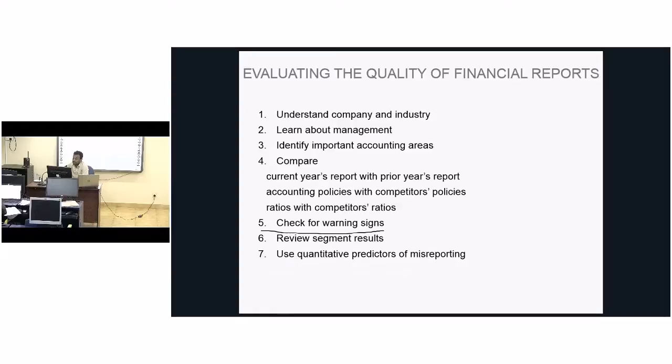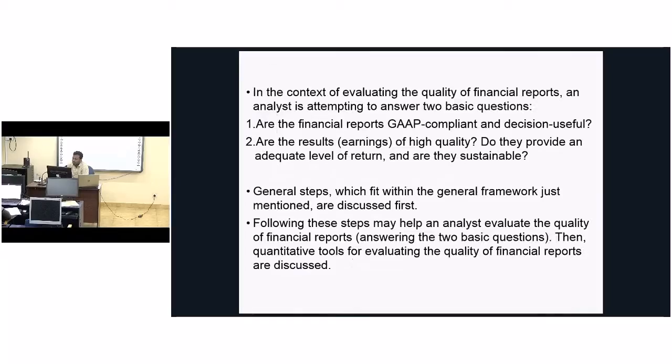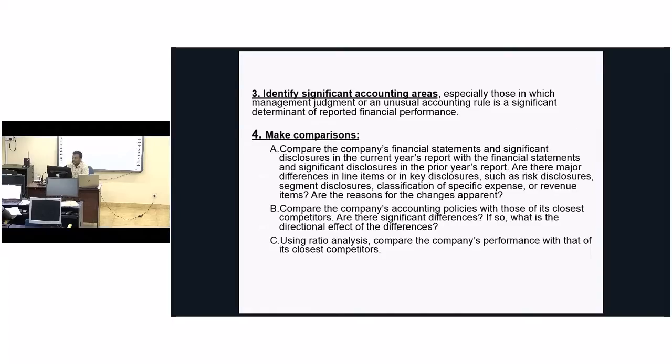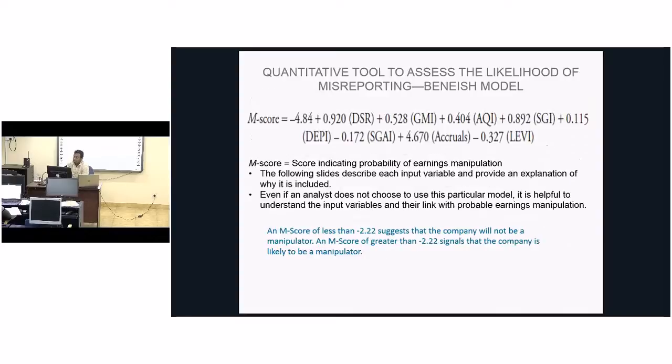Review segment results, and this is quite difficult. Use quantitative predictors of misreporting. How to do that? That's an area I need to show you finally. There's a model here. Those are things I explained. We call it the M-score model. This is a very important thing if you do research.